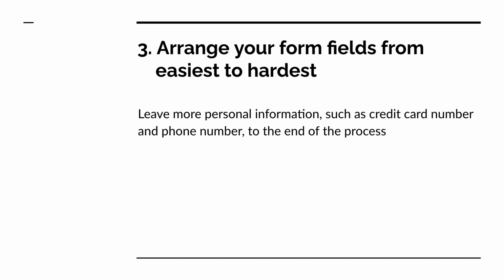Arrange form fields from easiest to hardest. So personal information, you want at the very end. You want them to be excited about what they're doing if they're purchasing something. Let them do all the shopping up front, and then at the very end, ask for the most important information. So they know exactly what they're getting by entering, let's say, their credit card or email or name or anything like that. You want to put that at the very end.